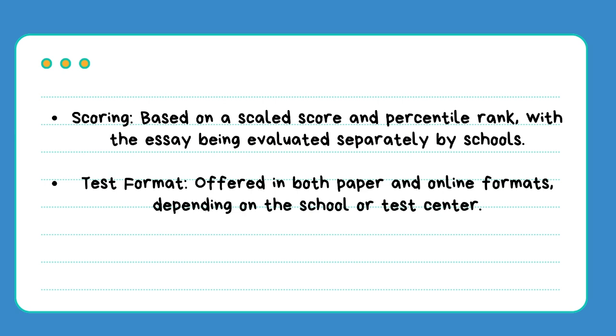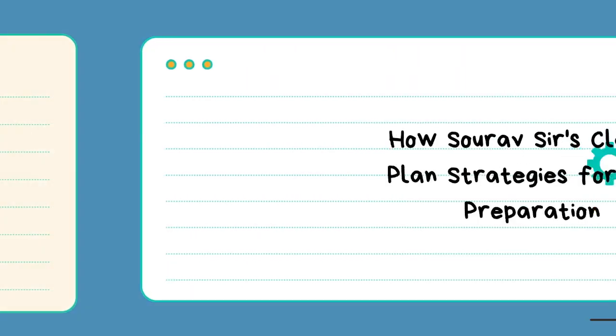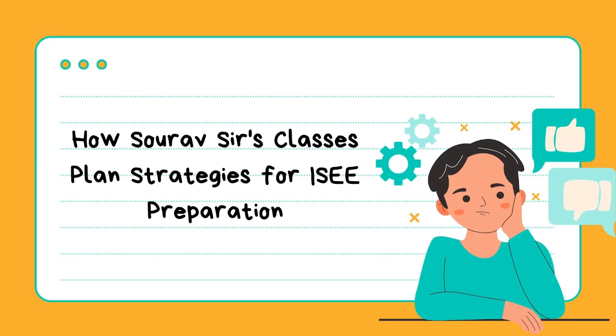Scoring is based on a scaled score and percentile rank, with the essay being evaluated separately by schools. The test is offered in both paper and online formats depending on the school or test center. Whatever the school requires, if they require offline mode, they give you a pen and paper format, or if they require an online format, that will be easier. It totally depends on the school, guys, and we will tell you when you are preparing with us, and give you all the information.